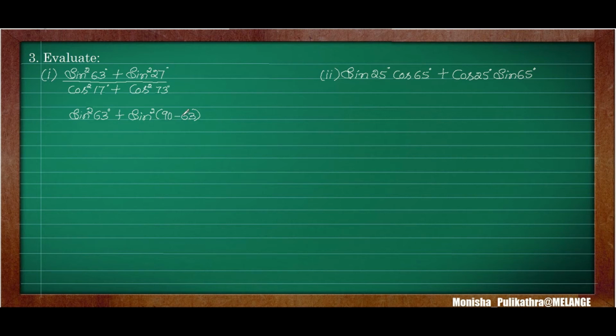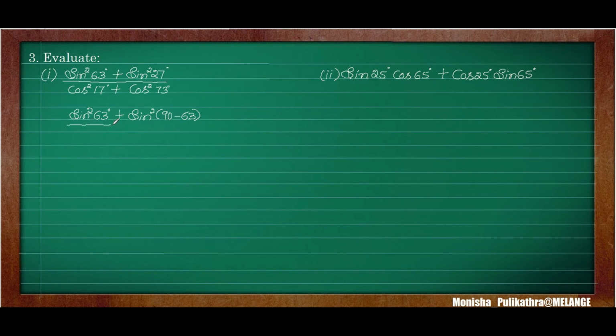Only one we have to change. If we change both, we will not get the answer. Either this or this we have to change. The second one I will change here: instead of 27, I am writing 90 minus 63, which is also equal to 27.